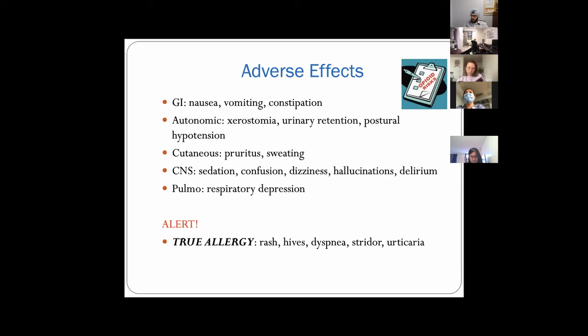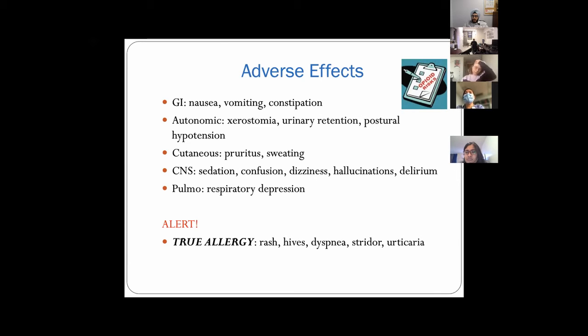However, we need to also make sure that when we're taking care of our patients and they identify that they have an allergy to an opioid, we ensure whether or not this is a true allergy. And we define a true allergy as IgE mediated. It usually presents with rash, hives, dizziness, stridor, or urticaria.